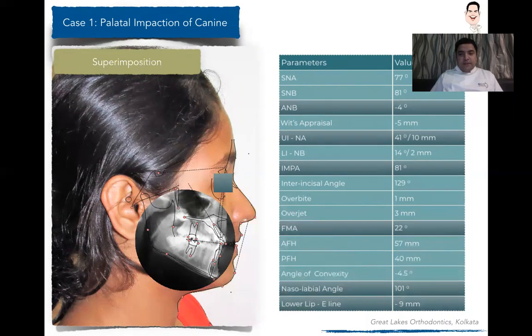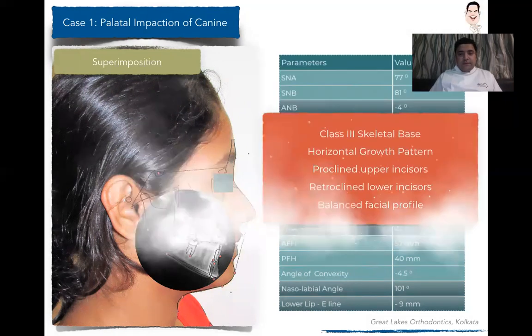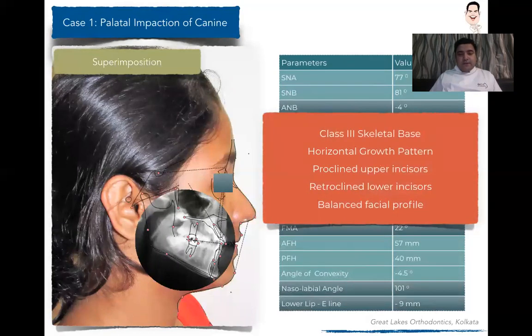as you could see, the A and B is -4 degrees, which clearly shows that there is a class 3 skeletal base. The upper incisors were proclined. The IMPA shows that the lower incisors were a bit retroclined. The FMA also shows that it's below 25 degrees, which means that it is a horizontal growth pattern. However, the nasolabial angle and the lower lip to E line show that it's a pretty orthognathic facial profile. So the net conclusion of the lateral ceph is class 3 skeletal base, horizontal growth pattern, proclined upper incisors, retroclined lower incisors, and a balanced facial profile.